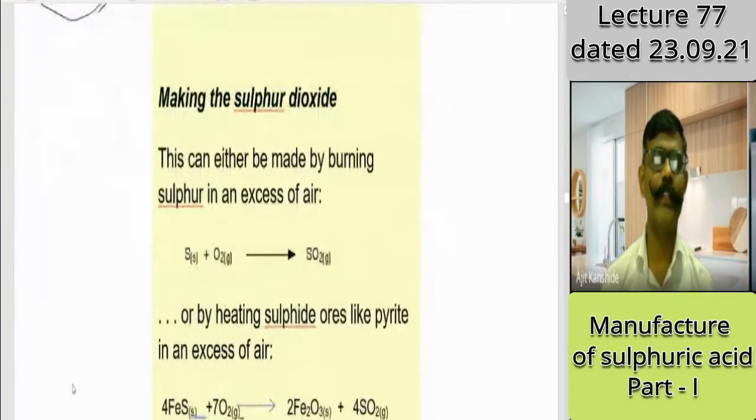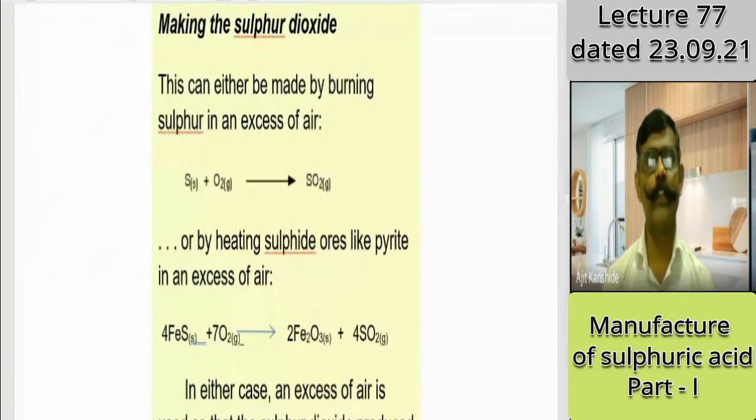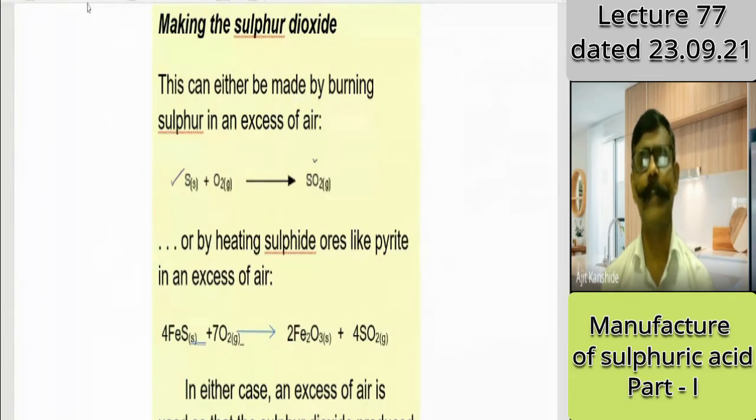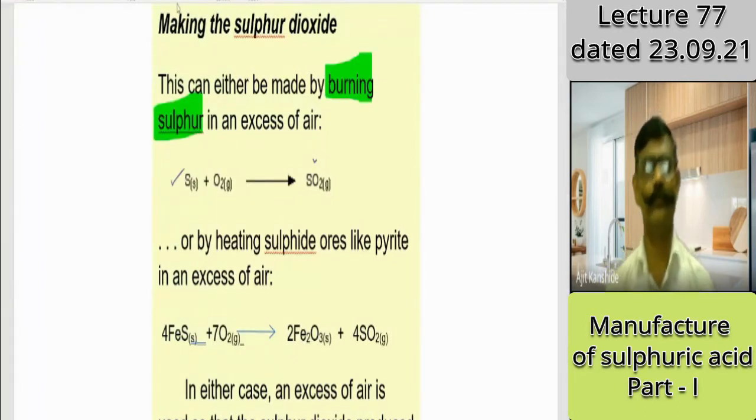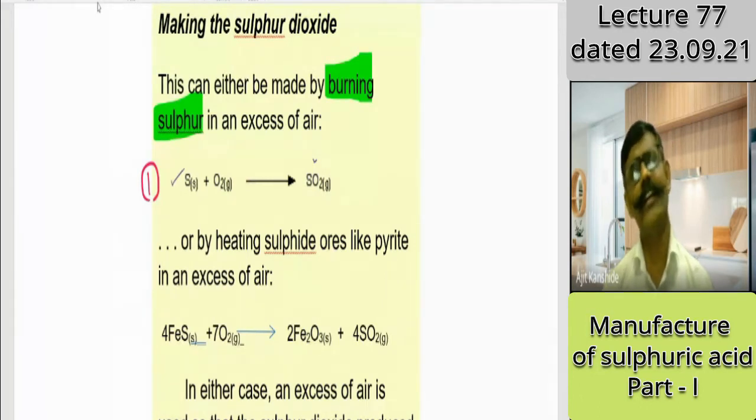Okay, now let us see the first process, manufacture of sulfur dioxide. Solid sulfur combines with gaseous oxygen to produce sulfur dioxide. It means we are burning that sulfur, just a combustion reaction, and we will get SO2 gas. It is one method of preparation of sulfur dioxide: direct combustion, direct reaction of sulfur with oxygen.